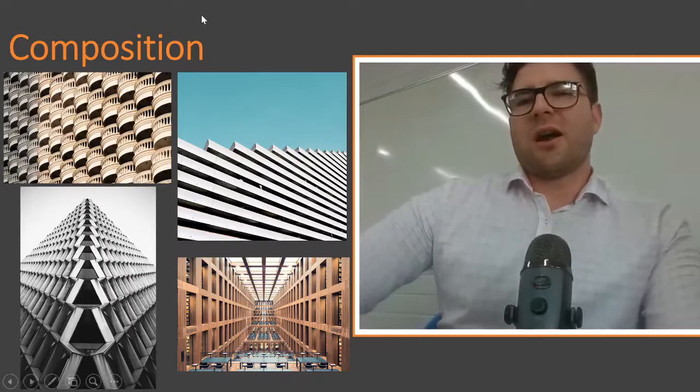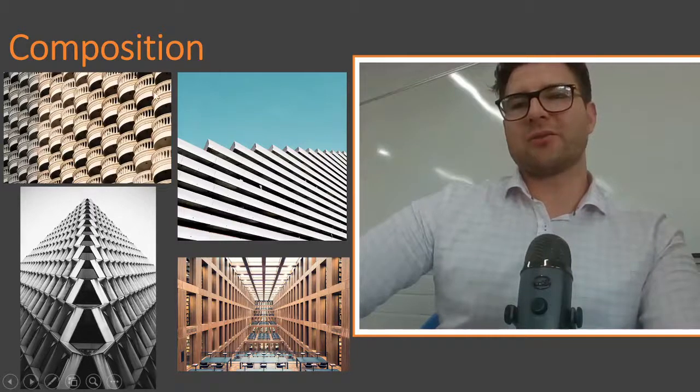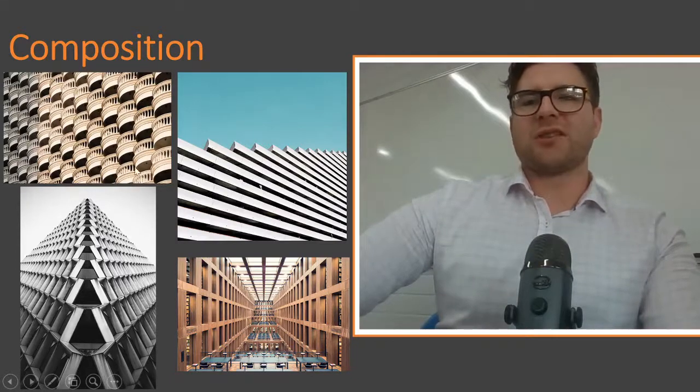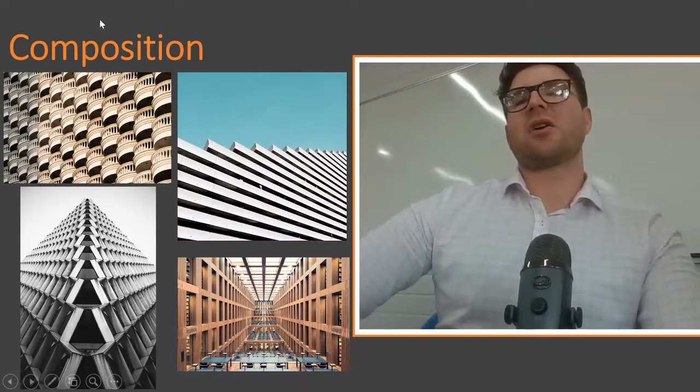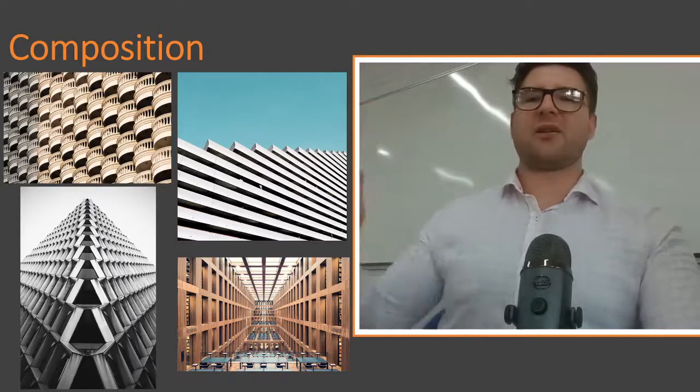So one we see quite a lot is repetition and pattern, like this one here. We can see the photographer is wanting to accentuate that interesting shape in the balcony and the repetitive effect of it.